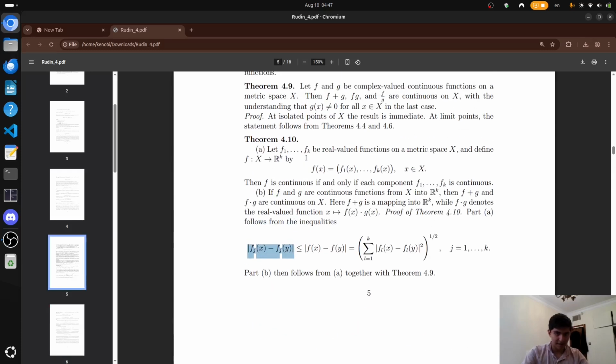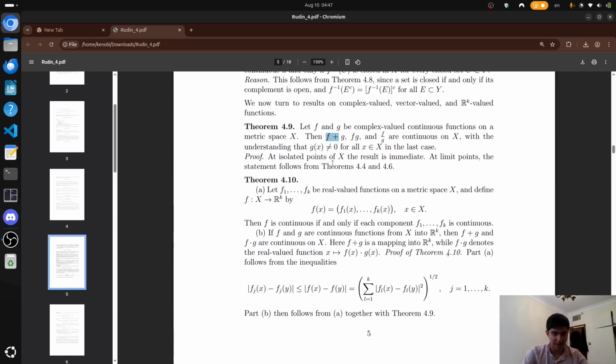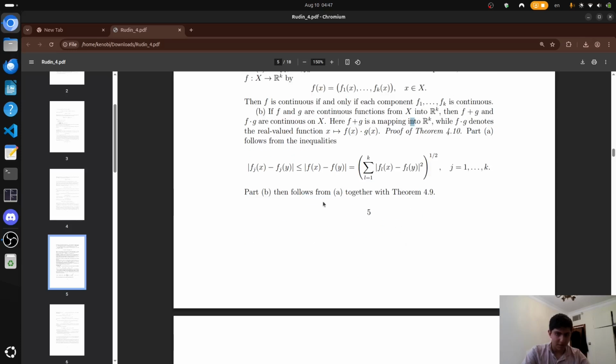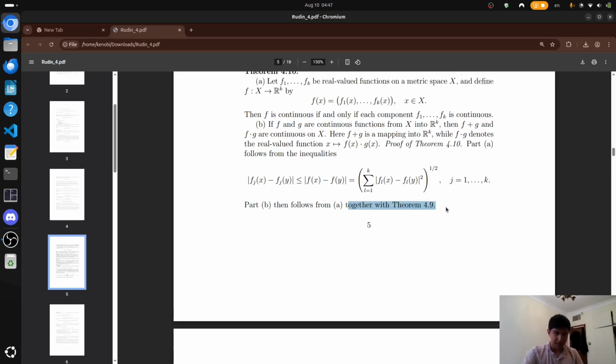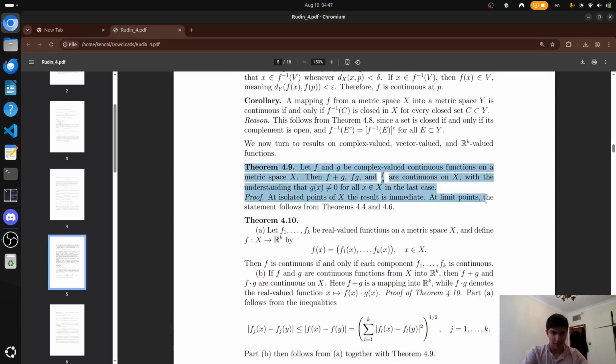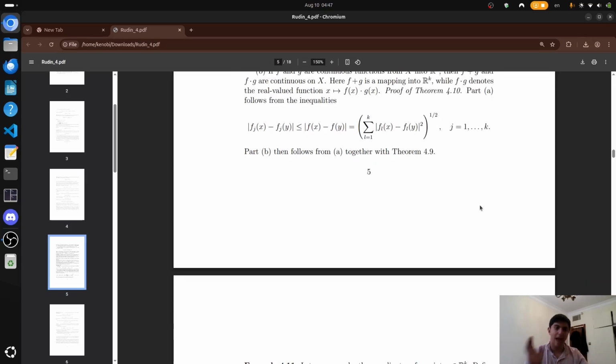And that completes the proof. For f plus g and f dot g it is very similar, because we use theorem 4.9, which was basically this over here. You're just adding the components together, so it must give you the same thing.